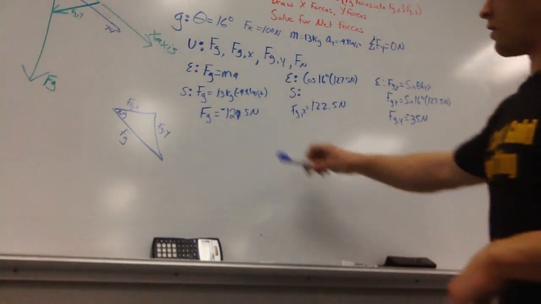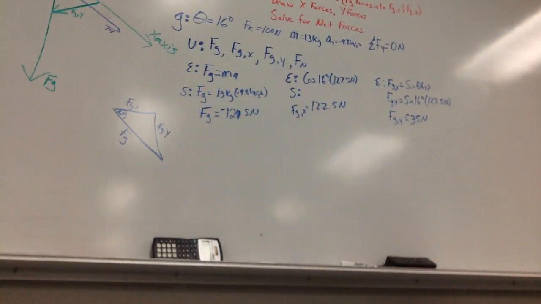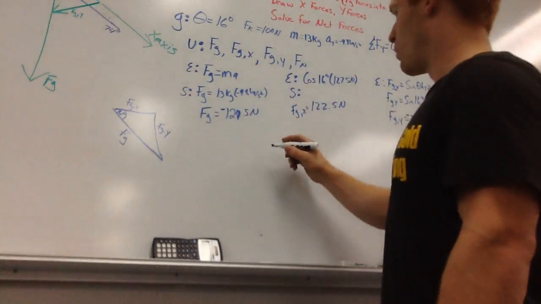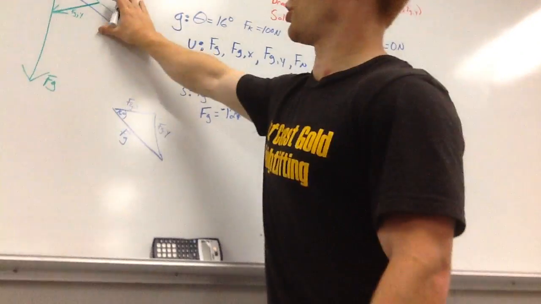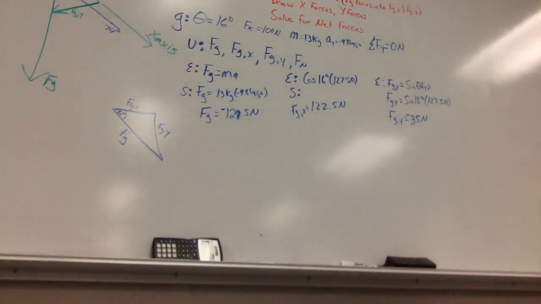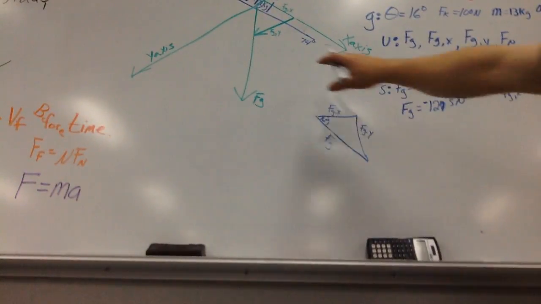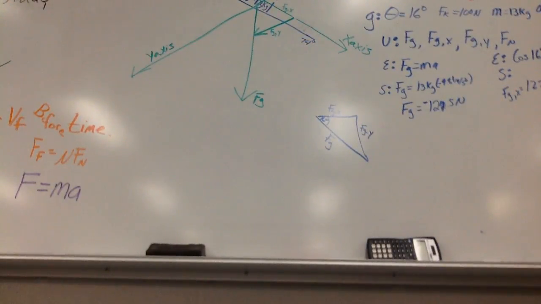So we had FG, FG of X, FG of Y. What we're going to do now is draw our X forces and our Y forces. This is going to help us find force normal. It's also going to help us find the net forces. So from this picture, I'm going to circle the ones that are in the Y direction in black, and then the ones that are in the X direction I'll do in blue.